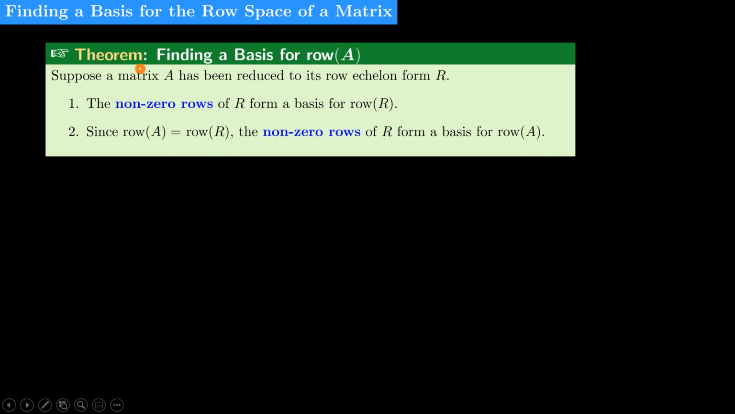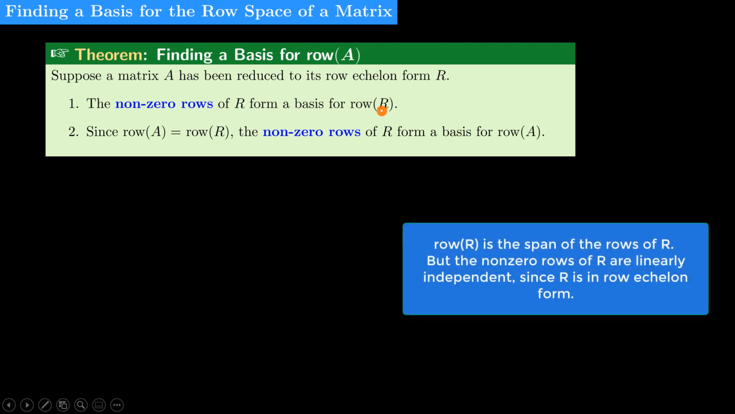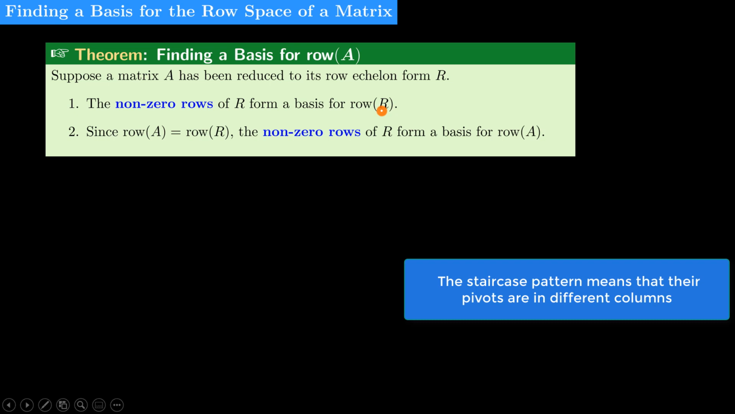Here we invoke a theorem to find a basis for the row space of the matrix A. Suppose matrix A has been reduced to its row echelon form R. Then we can say that the non-zero rows of R form a basis for the row space of R. Now the row space of R is the span of the rows of R. But the non-zero rows of R are obviously linearly independent, since R is in row echelon form. And the staircase pattern means that the pivots are in different columns.